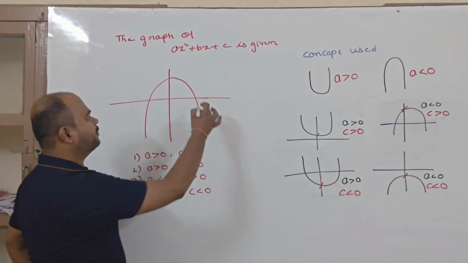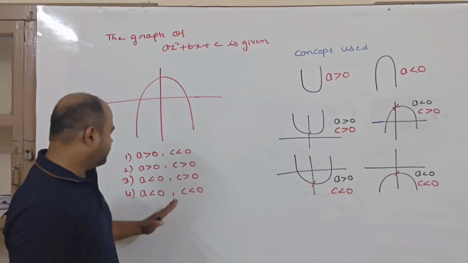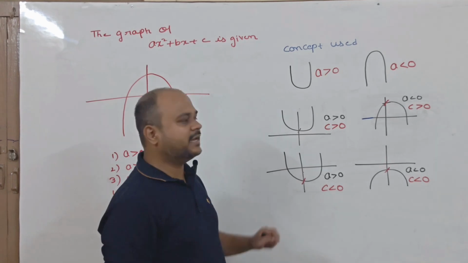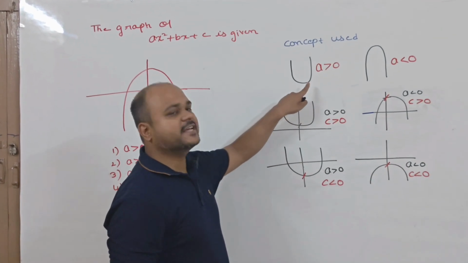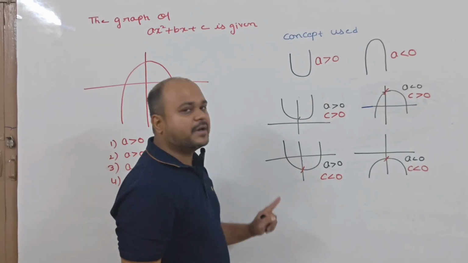Why is this a quadratic polynomial? Because the highest power of the variable is 2. Now look at the concept. What is the concept behind this? You all know that the graph of a quadratic polynomial is of U shape and it is called a parabola. The shape of this curve is a parabola and the path traced is a parabolic path.